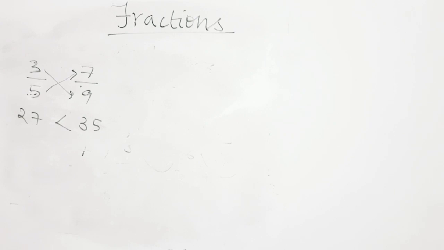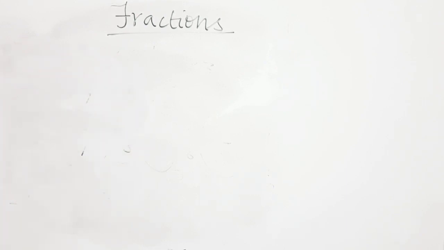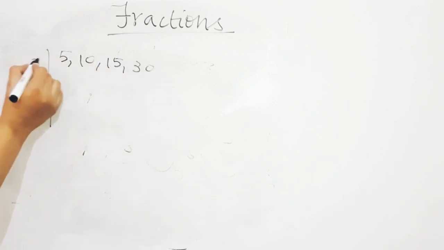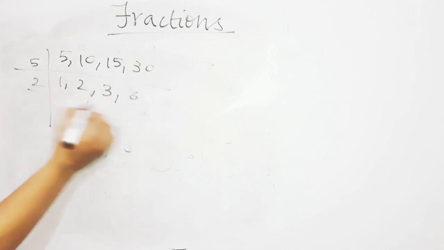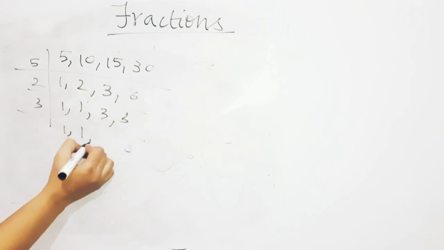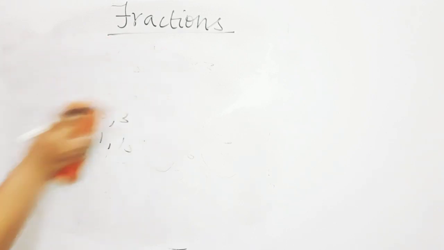How will you convert them into like fractions? Let me solve this question for you. To convert them into like fractions, we have to make the denominator the same. So to make the denominator the same, we have to take the LCM of the denominators. Now I am taking the LCM for you. 5 1s are 5, 2s are 5, 3s are 5, 6s are 5. Then 2 1s are 2, 3s are 2. Then 1 1s are 1. Correct? So 5 2s are 10, 10 3s are 30. So the LCM of 5, 10, 15 and 30 is 30.